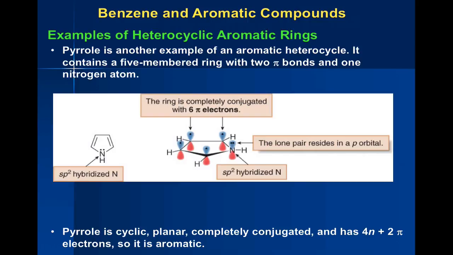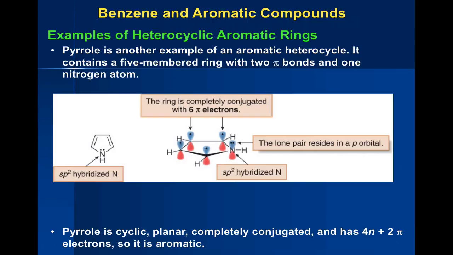So how many electrons do I have? I have 2, 3, 4, 5, 6. It is cyclic. It is completely conjugated. It is planar, and it satisfies Huckel's rule. And so therefore, pyrrole is also a good example of an aromatic system. It is, comparatively speaking, unusually stable.